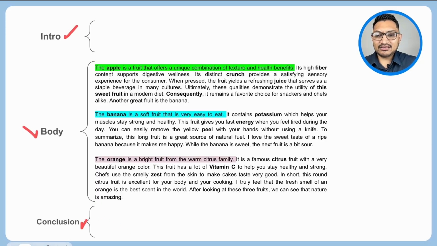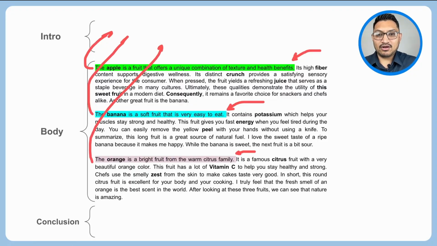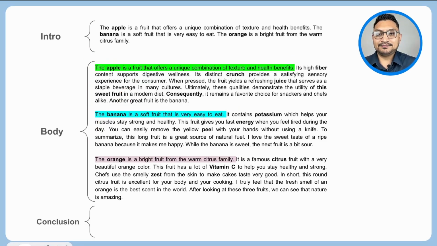So to write an introduction, I'm going to select the first sentence of every paragraph. Then I'm going to copy them in the intro. Literally, just copy them. Okay, that's the only thing I'm going to do. This would look like this. See, the 3 sentences, all of them together, one after the other, in the introduction. And this is already the beginning of an introduction.